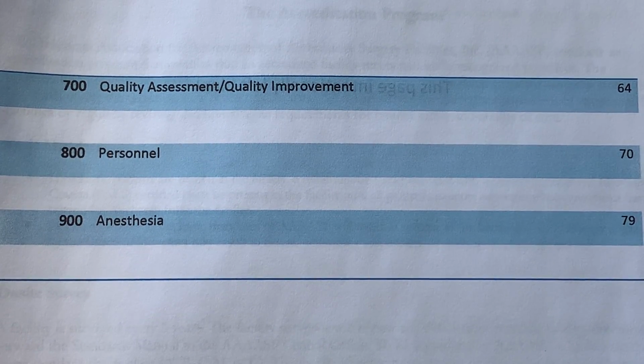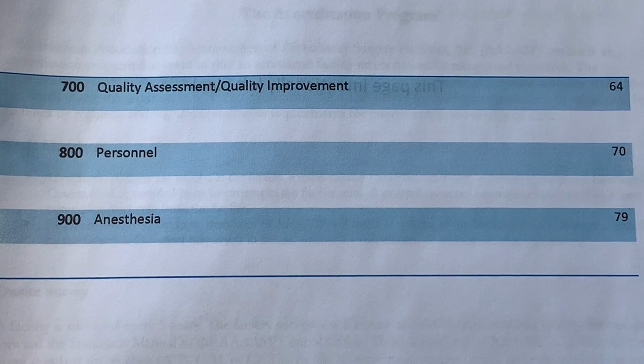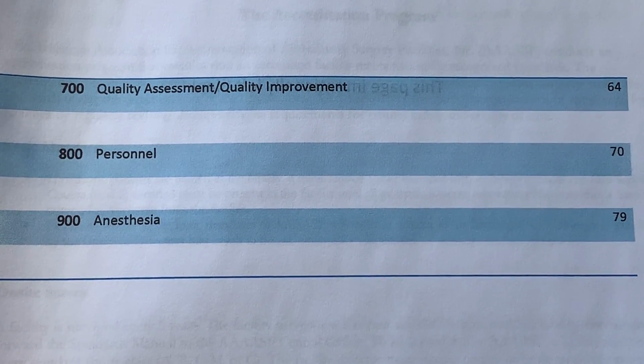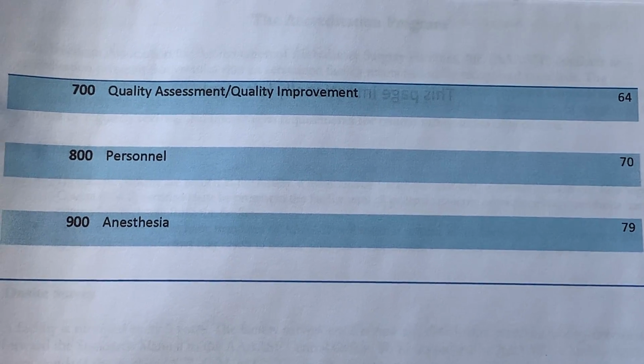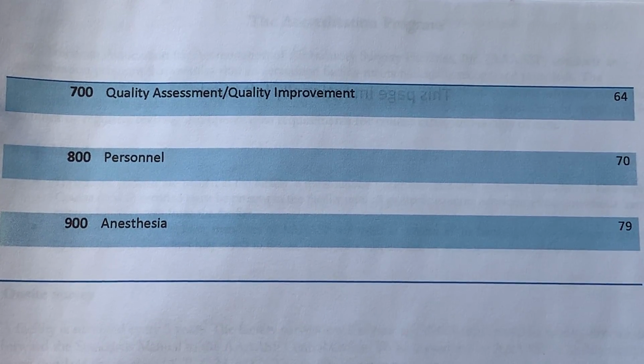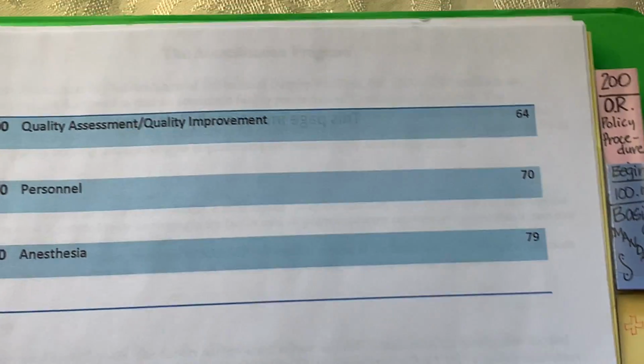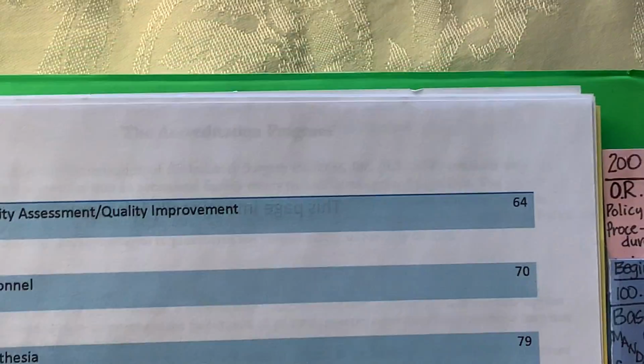Section 800 is personnel, and it's more reporting, right, and type of personnel. And 900 is anesthesia, and that's where your anesthesiologist is going to go. But he's also involved in the facilities setup because he determines wherever your anesthesia station is going to be.